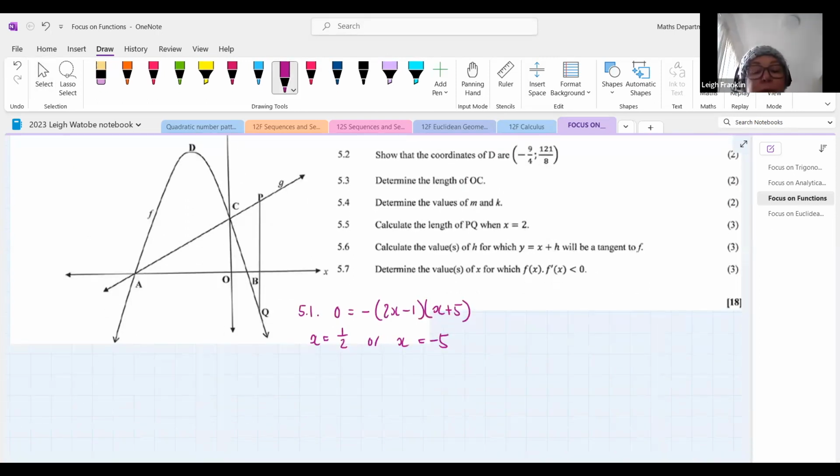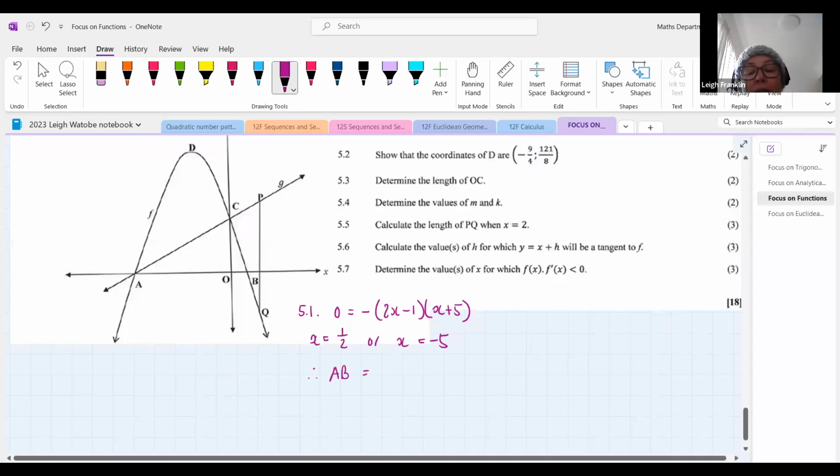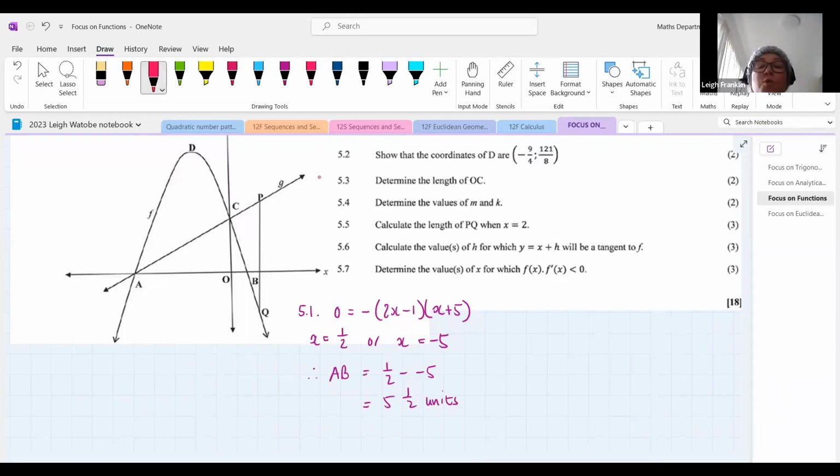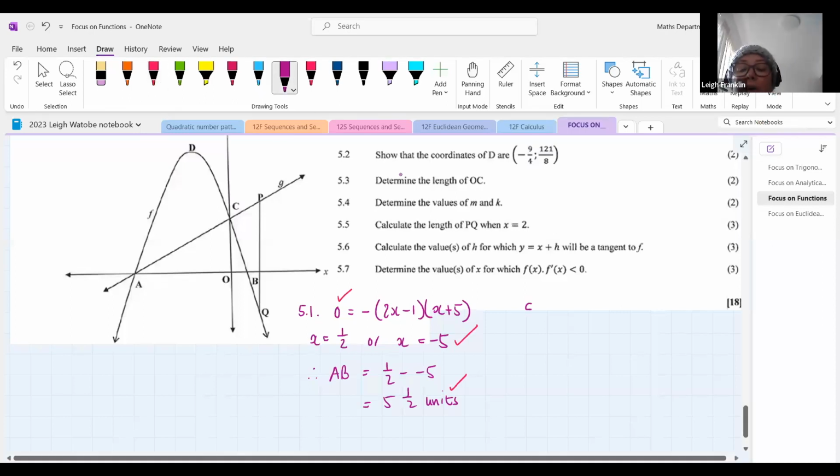So then I would simply write down here that AB is going to be a half minus -5, which leaves me with 5.5 units in length. This question is out of 3 marks. You'd get a mark for making it equal to 0, a mark on both, and then a mark on the answer. So let's go on and talk about question 5.2.